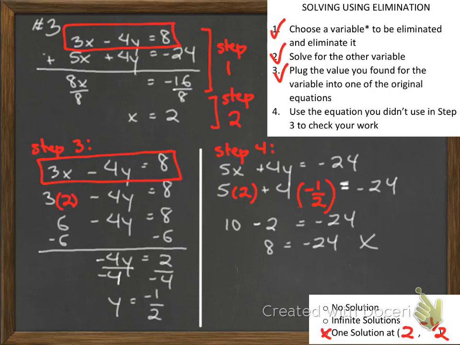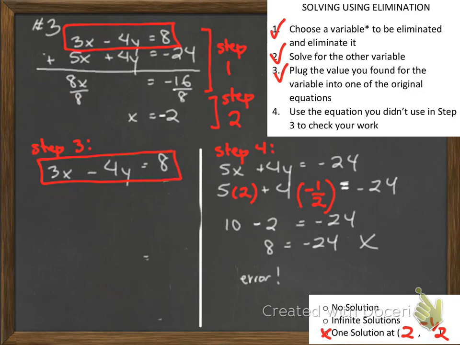So again, remember, if you end up with something like this in step 2, that means there's no solution. But when you end up with an untrue statement in step 4 when you're checking your work, that means you have made an error somewhere in your math and you have to go back and fix it and check your work. Okay? We already know that I deliberately made an error right here, and that this should be negative 2 instead of positive 2. So let's pretend this was a homework question. I would have to go back to step 3, put a negative 2 in for x, and find y all over again.